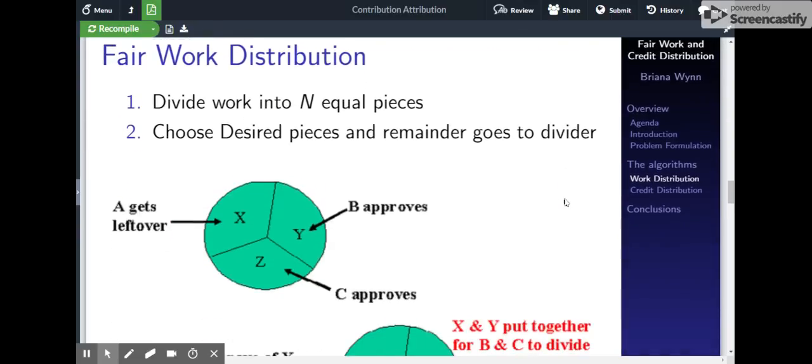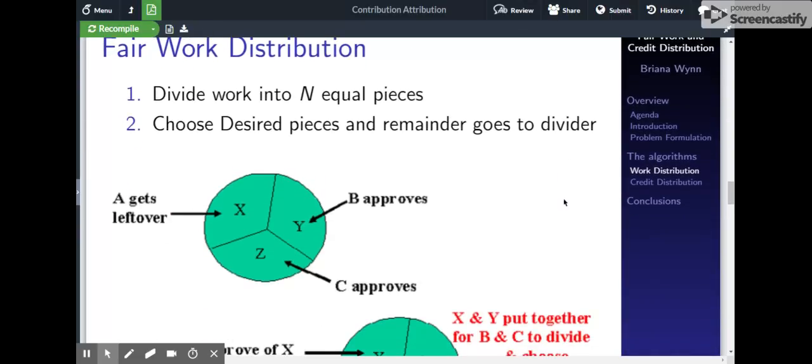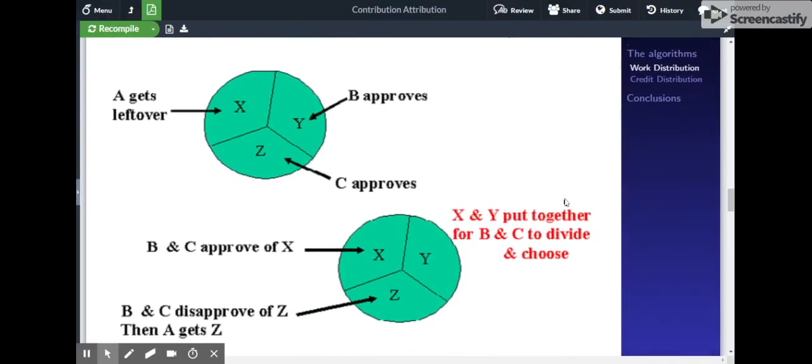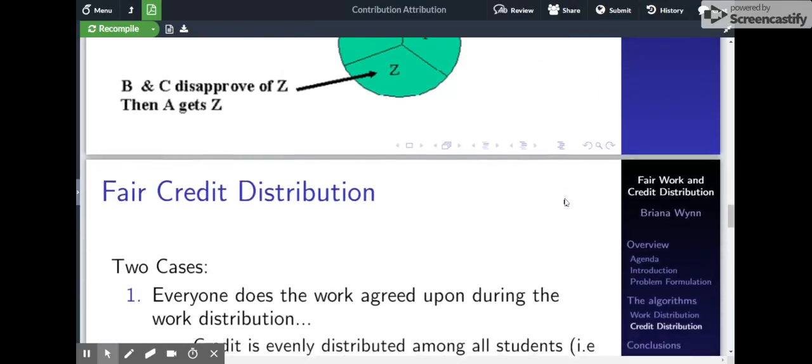Another note is there was no way to receive more than the final grade that the group as a whole received. So, fair work distribution, how is the lone divider method done? One student is randomly chosen and they divide the work into what they believe to be equal sections. And then from those sections, the remainder of students choose which portions of the work they want to do, and the divider receives whatever is left over. And this typically results in an envy-free solution for the work distribution.